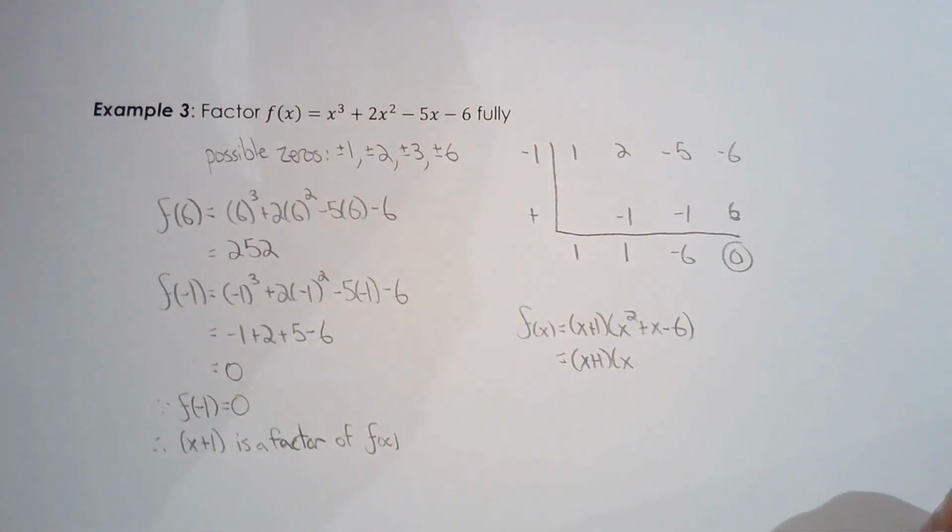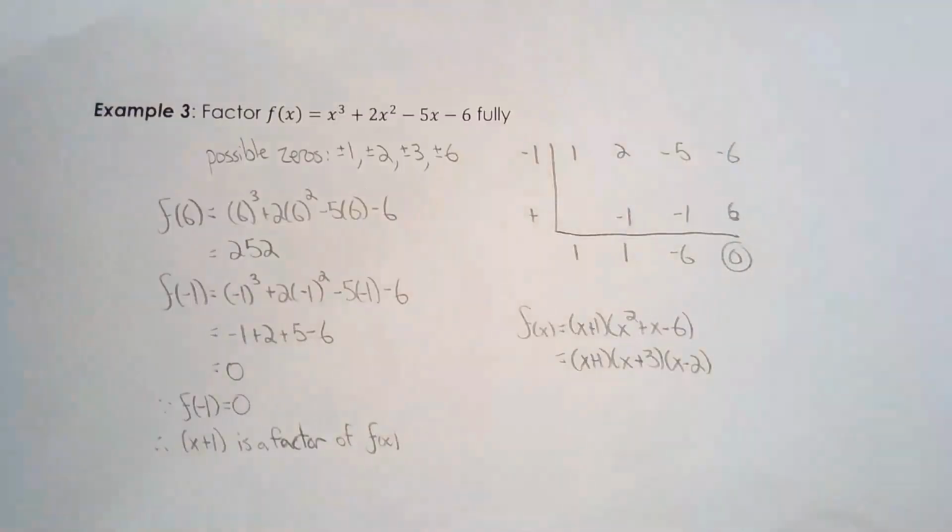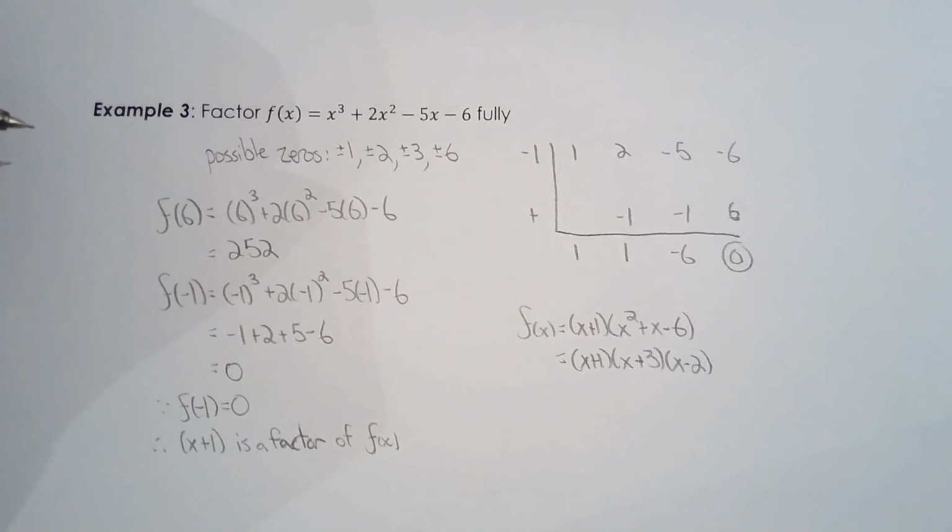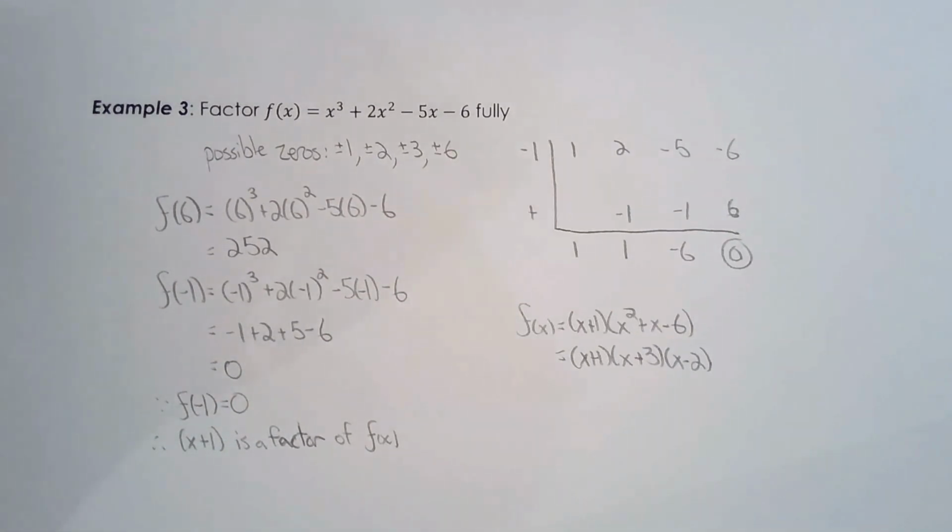Okay, and now, like I said, I'm very good at factoring quadratics. Simple trinomial, what multiplies to negative 6 and adds to 1? That's 3 and negative 2. And there you go. I factored my first cubic. Well, you factored your first cubic.